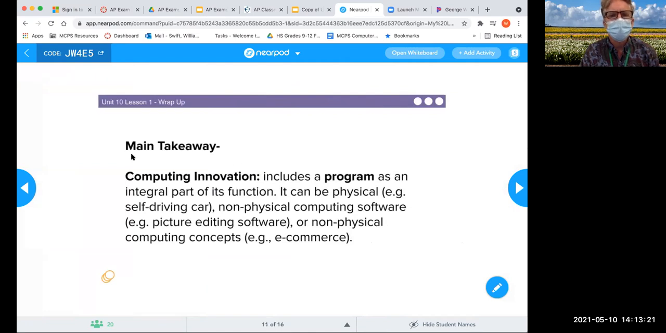Okay. Something that's funny in here that I had in one class today, but not in the others. The idea that a computing innovation needs to have a program, okay? This you are probably going to be asked on the AP, so write it down. Computing innovation includes a program as an integral part of its function. That's the definition. So this is not a computer innovation. It is not hardware. In order to make a computing innovation, you have to have a program. Ideally, a new and improved program, okay? It can be physical, like a self-driving car, non-physical, just computing software, like Photoshop, picture editing software, non-physical computing concepts, e-commerce. You know Amazon has a heck of a lot of code in it, all right?